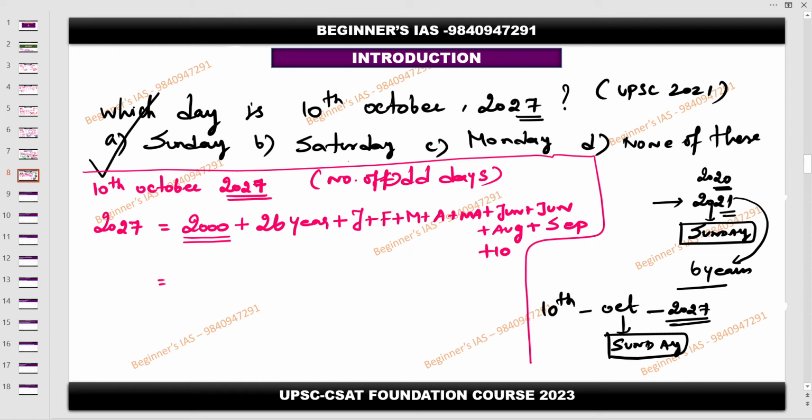Yes, sir. Then obviously it contains 0 odd days. Yes or no? Yes, sir. Ismail, listen carefully. In this 26 years, how many leap years are there? How many non-leap years are there?